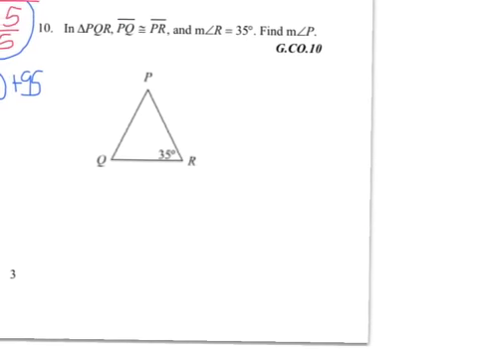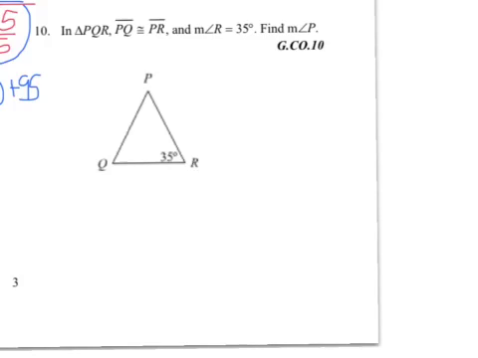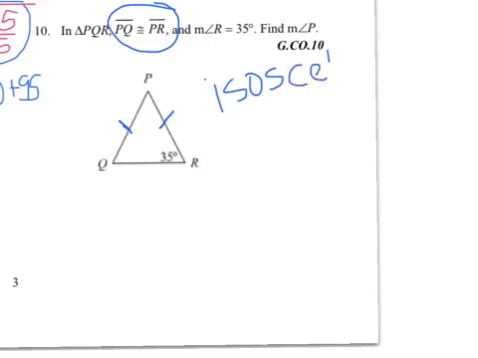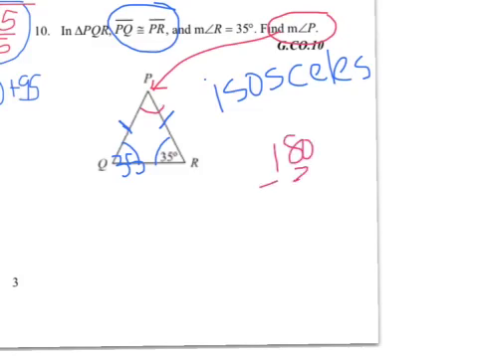In question number 10, there's something that's very important, and that's this first part of the question. They tell you that PQ and PR are the same length, which makes this an isosceles triangle. And hopefully you know that if it's isosceles and two sides are equal, the two base angles are equal. So this is 35. Now what they want us to find is angle P. Well, all the angles in a triangle add to 180, so I'm just going to subtract the 35 and the other 35, and when you do, you get 110.